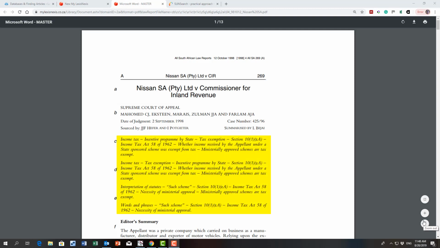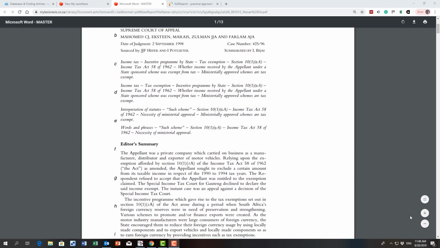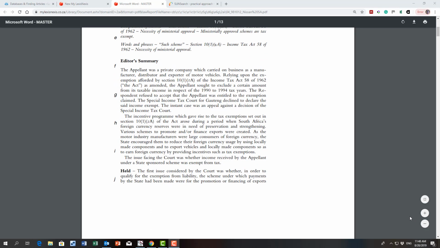Let's look at the catchphrase paragraph. These are keywords that explain what the case is about and its relevancy for the purposes intended. Also note that each page is divided into paragraphs indicated by alphabetized lettering. This makes it easier to find a specific comment made by a judge in the judgment.